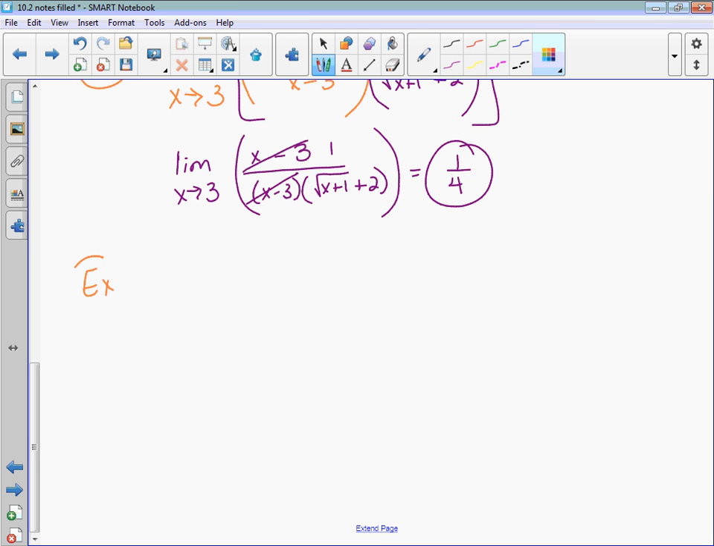All right. One more example. The limit as x approaches negative 3 of x squared plus x minus 6 over x plus 3. You guys try this one.